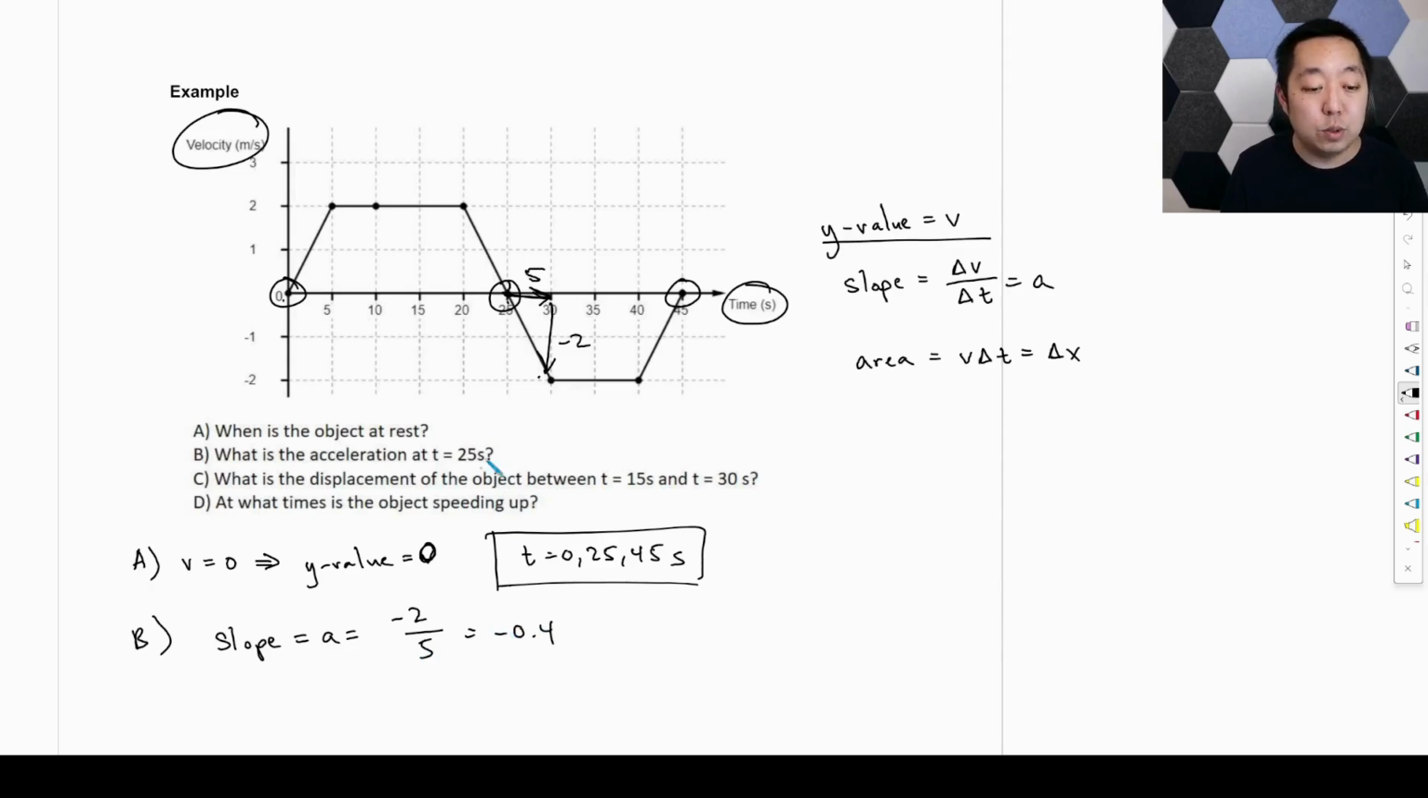Now, what are the units? Well, the y variable is meters per second, and the x variable is seconds, right? So meters per second divided by second is meters per second squared, right? And that's our SI unit for acceleration.